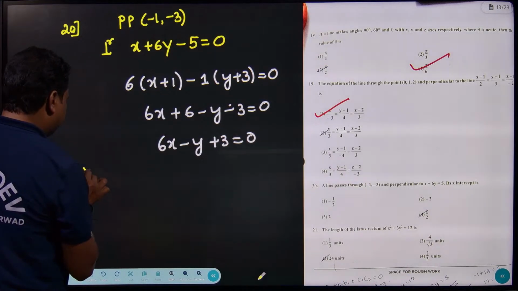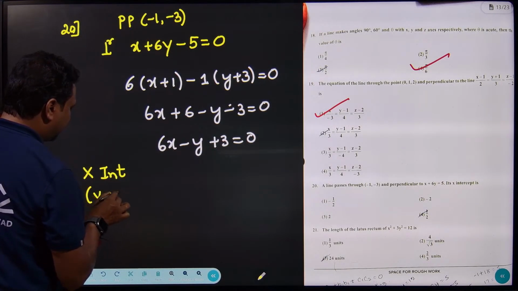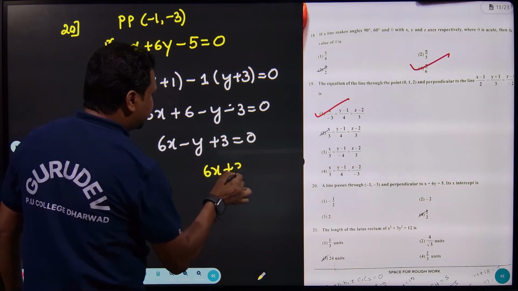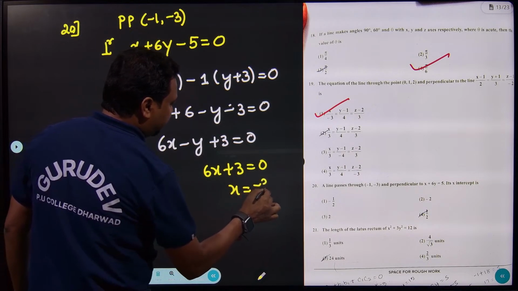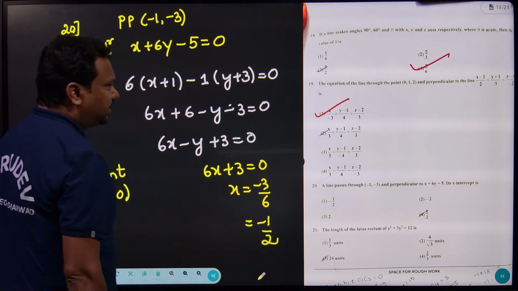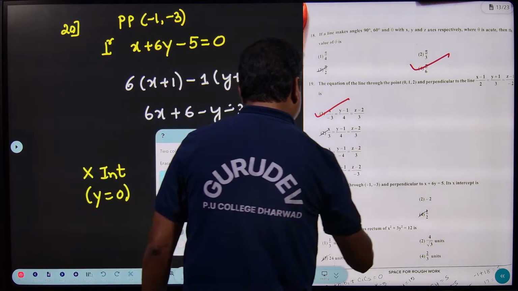X intercept means, in other words, we are putting y is equal to 0. So put y equal to 0, and 6x plus 3 is equal to 0. x equal to minus 3 divided by 6. Therefore x will become minus 1 by 2. Therefore what is your answer in this case? Your answer in this case is minus 1 by 2.